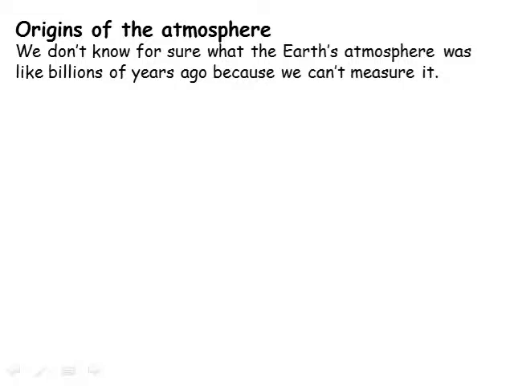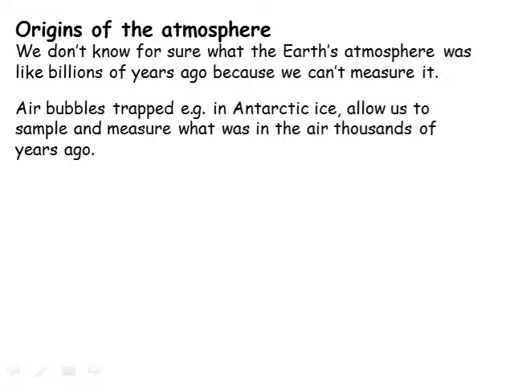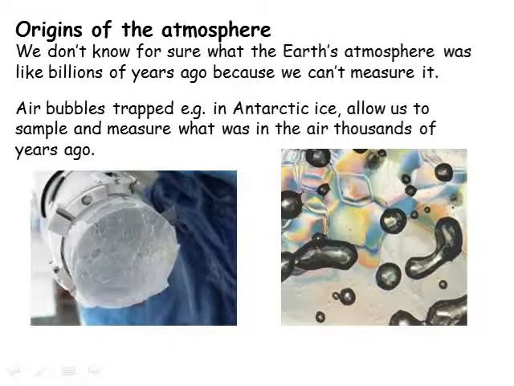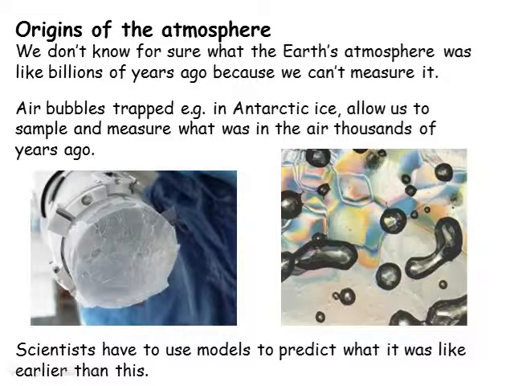We don't know exactly what the Earth's original atmosphere was like, but we do know that it wasn't like it is now. It is impossible to measure what the atmosphere was like millions of years ago, but we can certainly analyse air from thousands of years ago because it gets trapped as bubbles in ice. The deeper into the ice we drill, the older the air bubbles get. To understand the atmosphere further back in time, scientists have to use models that take into account what has caused the atmosphere to change over time.